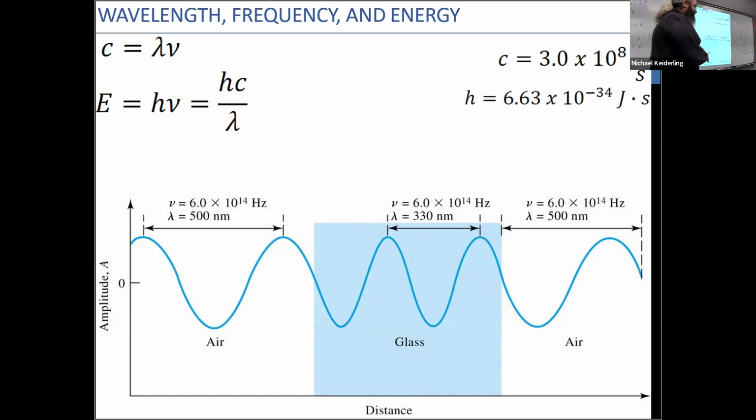This is glass with an index of refraction of around 1.5. So the speed of light in glass is about 2/3 speed of light in air.